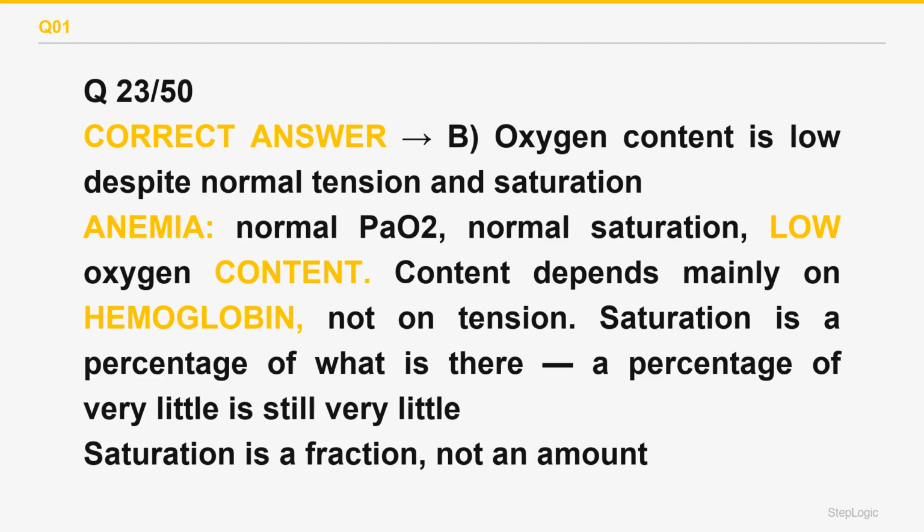Choice C describes a left shift, which impairs unloading rather than carriage, and choice E describes cyanide, which would raise venous saturation and produce lactic acidosis rather than a slow anemia. If you see a normal blood gas in a breathless, anemic patient, think oxygen content, not oxygen tension.